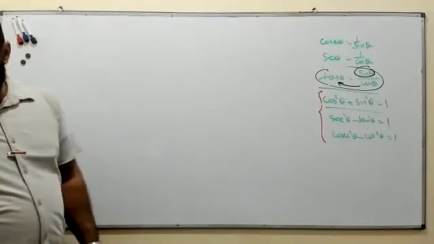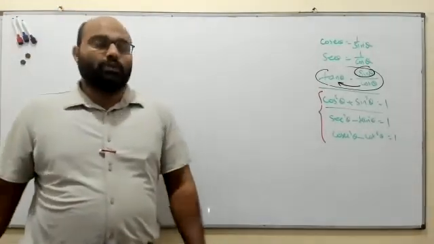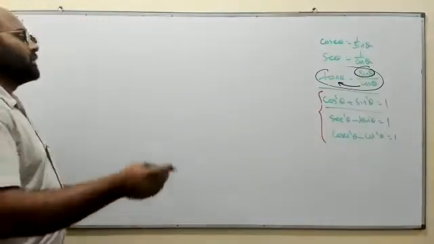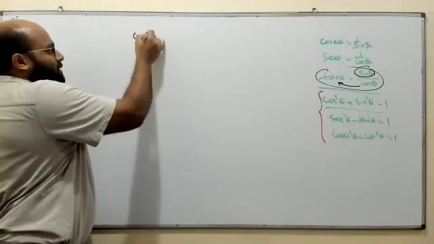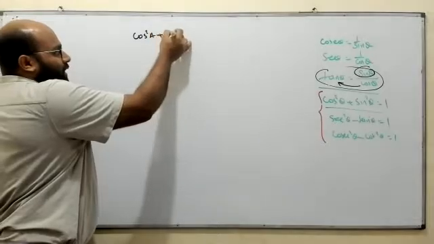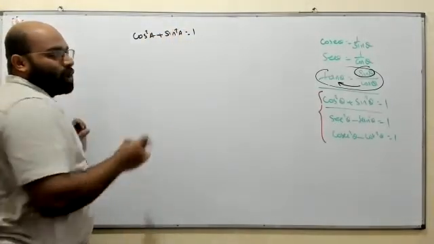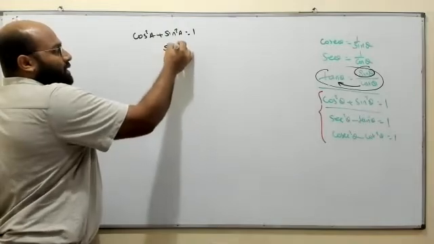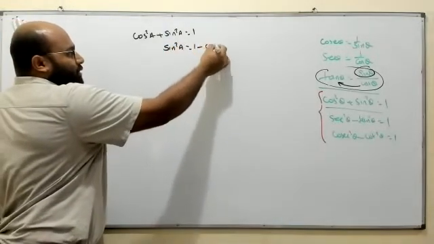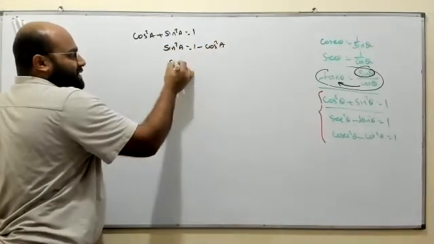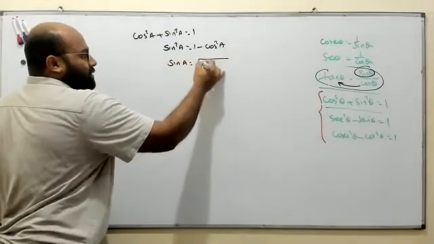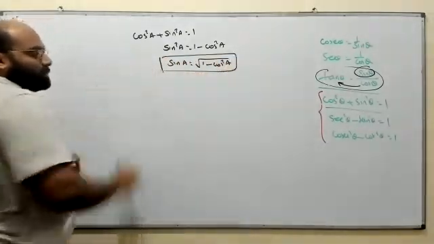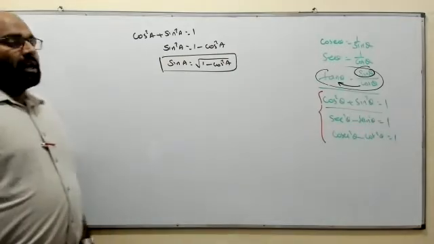So in that expression, first you have to take the identity which belongs to cos. This one you write. We know that cos square A plus sin square A equal to 1. Everything you want to express in terms of cos. So we can write sin square A equal to 1 minus cos square A. Sin A equal to root of 1 minus cos square A. So the first one is over. We got sin in terms of cos.